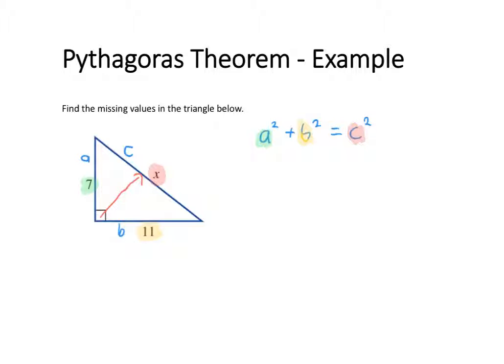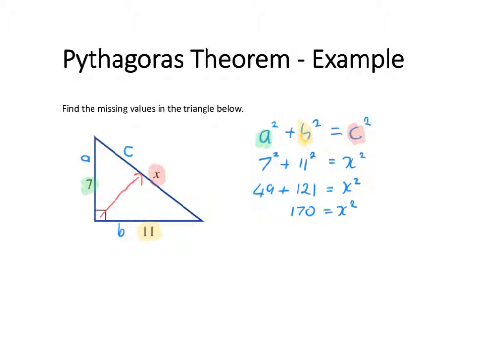So now that I have worked out what my values are going to be, I can write my second line of working with those new values. So it's going to be 7 squared plus 11 squared is equal to X squared. So now I can go through and start working out what X is going to equal. So 7 squared is going to equal 49 plus 11 squared, which is 121. So 49 plus 121 is going to equal X squared, or 170 is going to equal X squared.